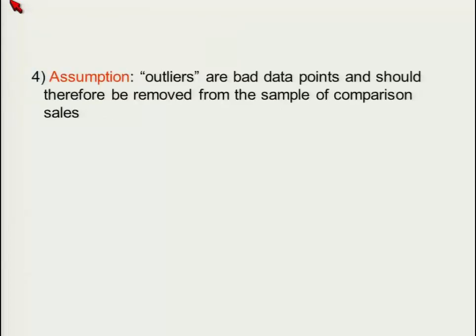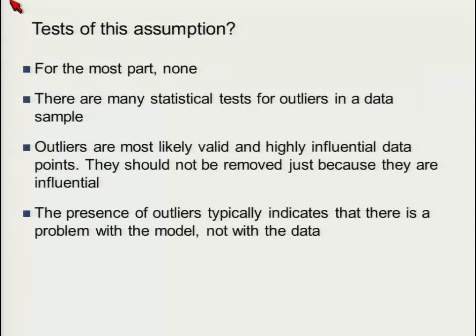Outliers are bad data points and should be removed. Okay? Tests of this assumption, for the most part, none. That's strange because there are many statistical tests that can test for outliers. Cook's distance, for example. Outliers are most likely valid and highly influential data points. They should not be removed just because they're influential or they don't fit the model. Typically, when you have outliers, it signals something. It signals your model is no good. The problem is with your model, not with the data. That's what statisticians say about outliers.